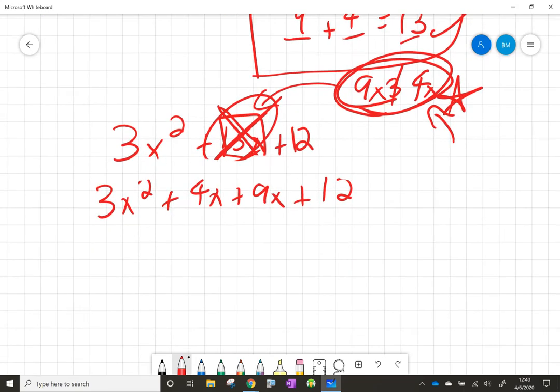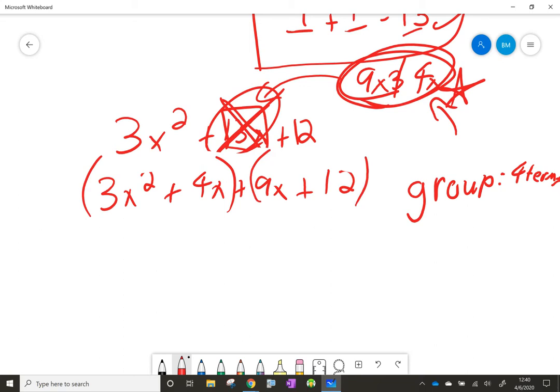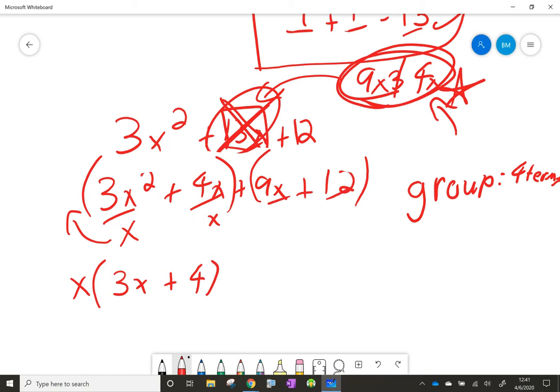So how do we factor the rest of it from here? Well, all we do is factor by grouping, because remember, you do that only when you have 4 terms. So we group the first 2 terms, we group the last 2 terms, and then we factor. The first group has an x in common, so I'll factor that x out. If I divide the x out, I'll have 3x plus 4 remaining. In the second group, both are divisible by 3, so I'll factor the 3 out. And when I divide by 3, I'll have 3x plus 4 remaining.